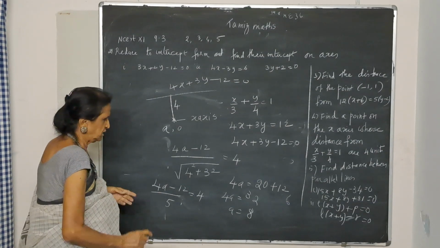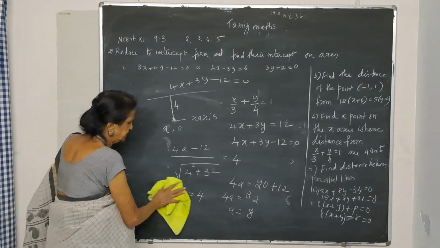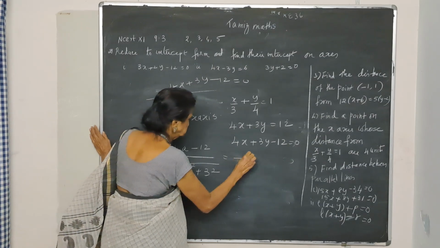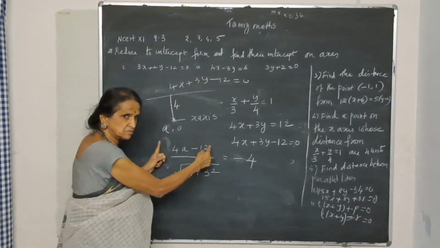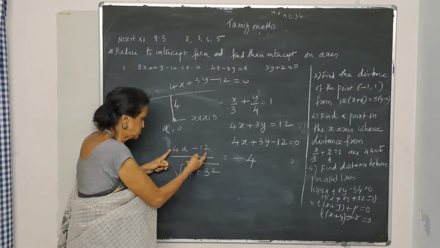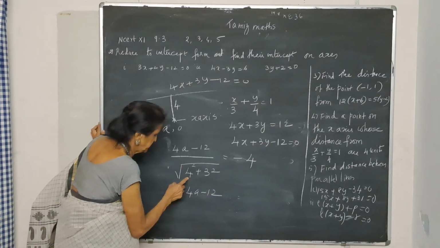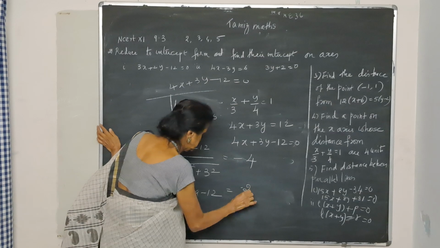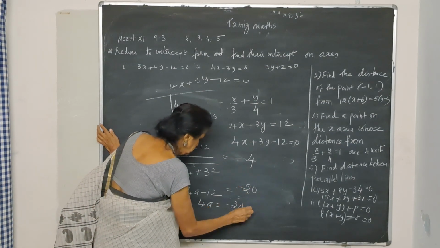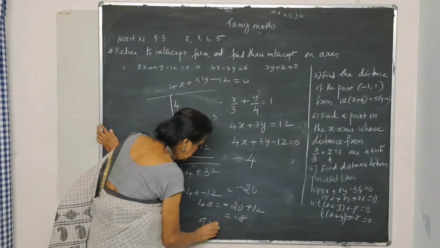This is one value of a. What is the other value of a? It is a modulus, no? So it may be minus 4 also. If you want, you can put modulus here also. Nothing wrong. When you put modulus here, it can be 4a minus 12 or 12 minus 4a. So this is 4a minus 12, divided by 5, equal to minus 4. That 5 will go there, it will be minus 20. So 4a is minus 20 plus 12, that is minus 8. So a will be minus 2.